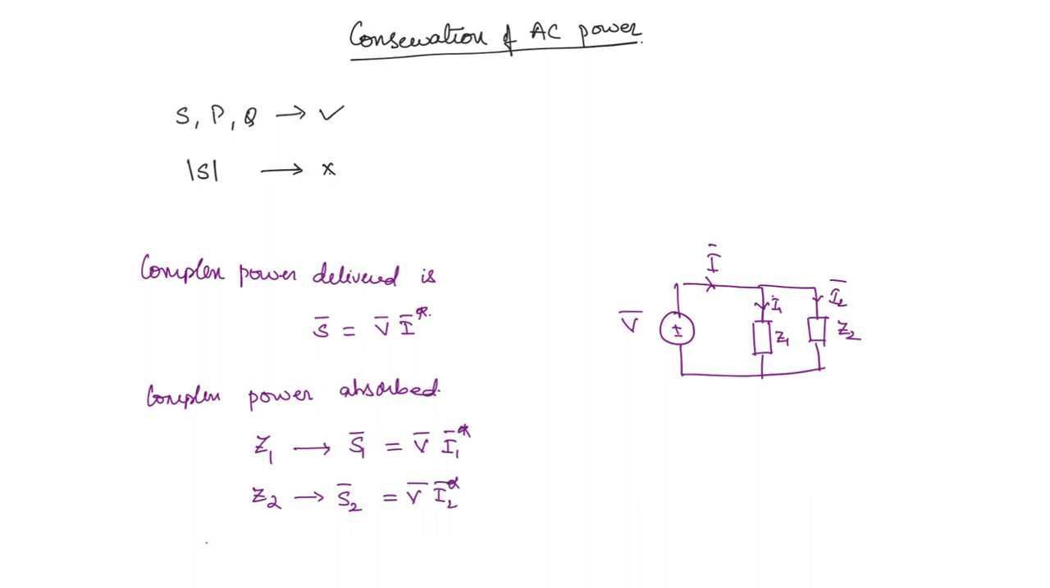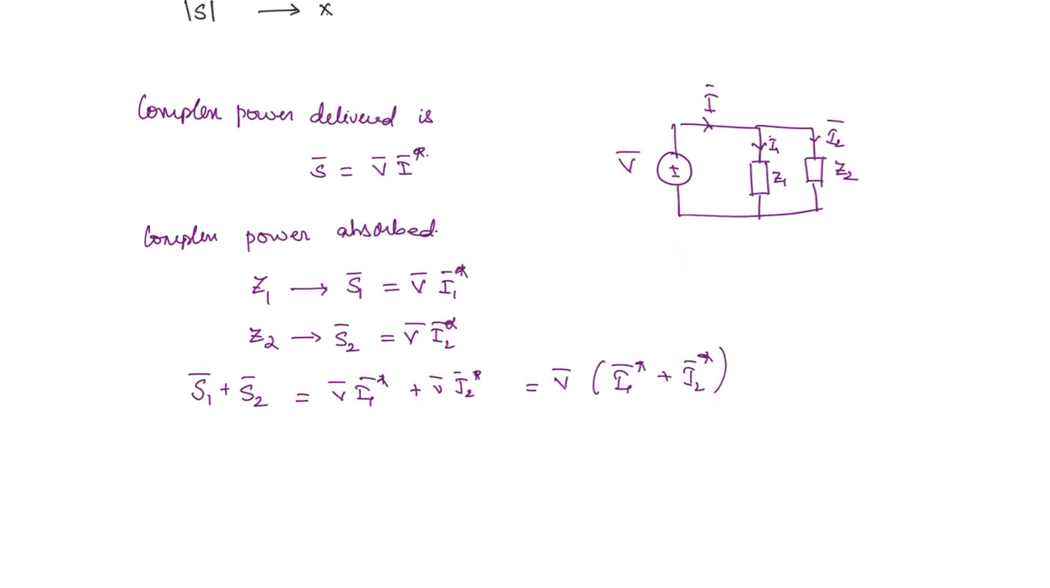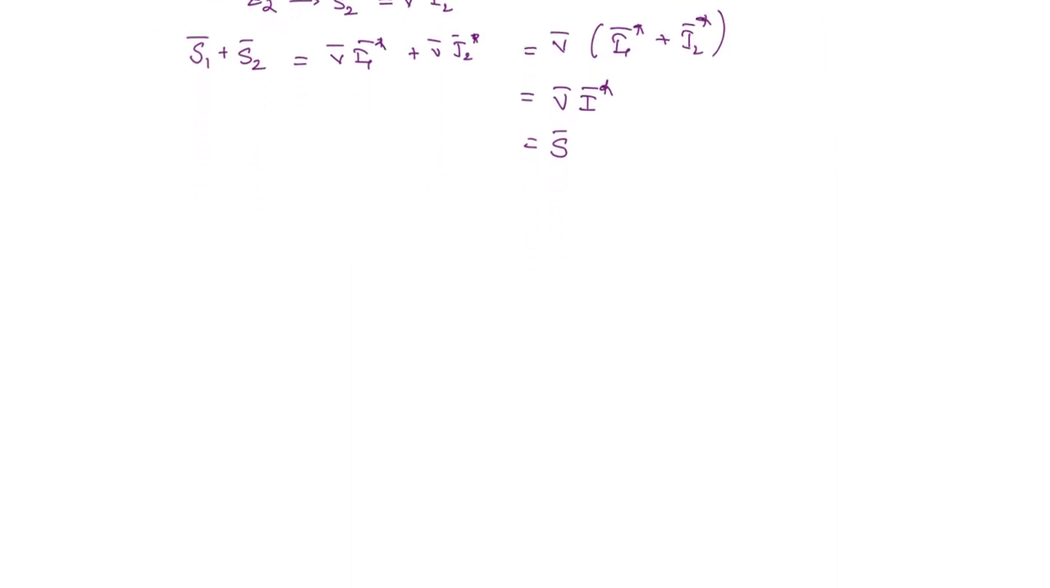So, the total complex power that is absorbed is S1 bar plus S2 bar, which is equal to V bar I1 bar conjugate plus V bar I2 bar conjugate. This you are going to get as V bar into (I1 bar conjugate plus I2 bar conjugate). This sum is nothing but the conjugate of the total current I from the KCL. So you are going to get V bar into I bar conjugate, which is nothing but the complex power being delivered by the source. So, complex power is indeed being conserved.